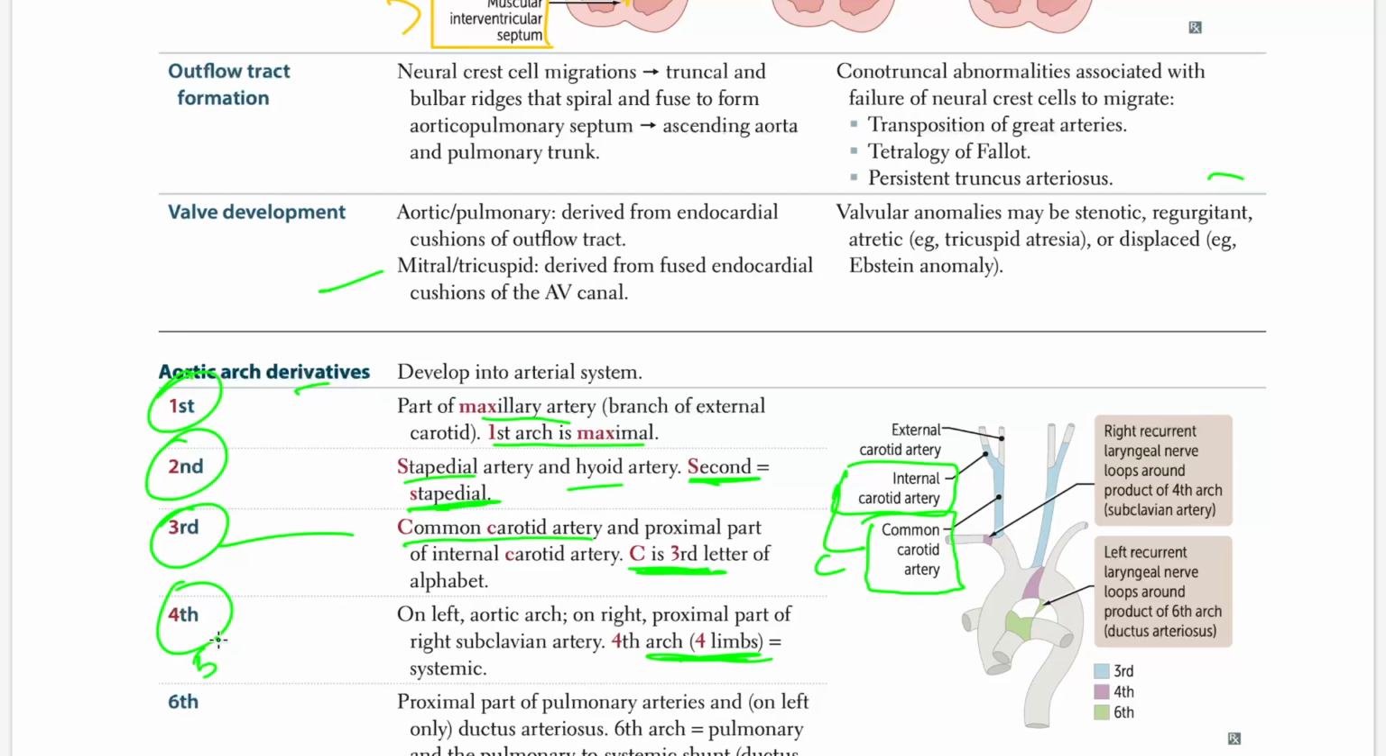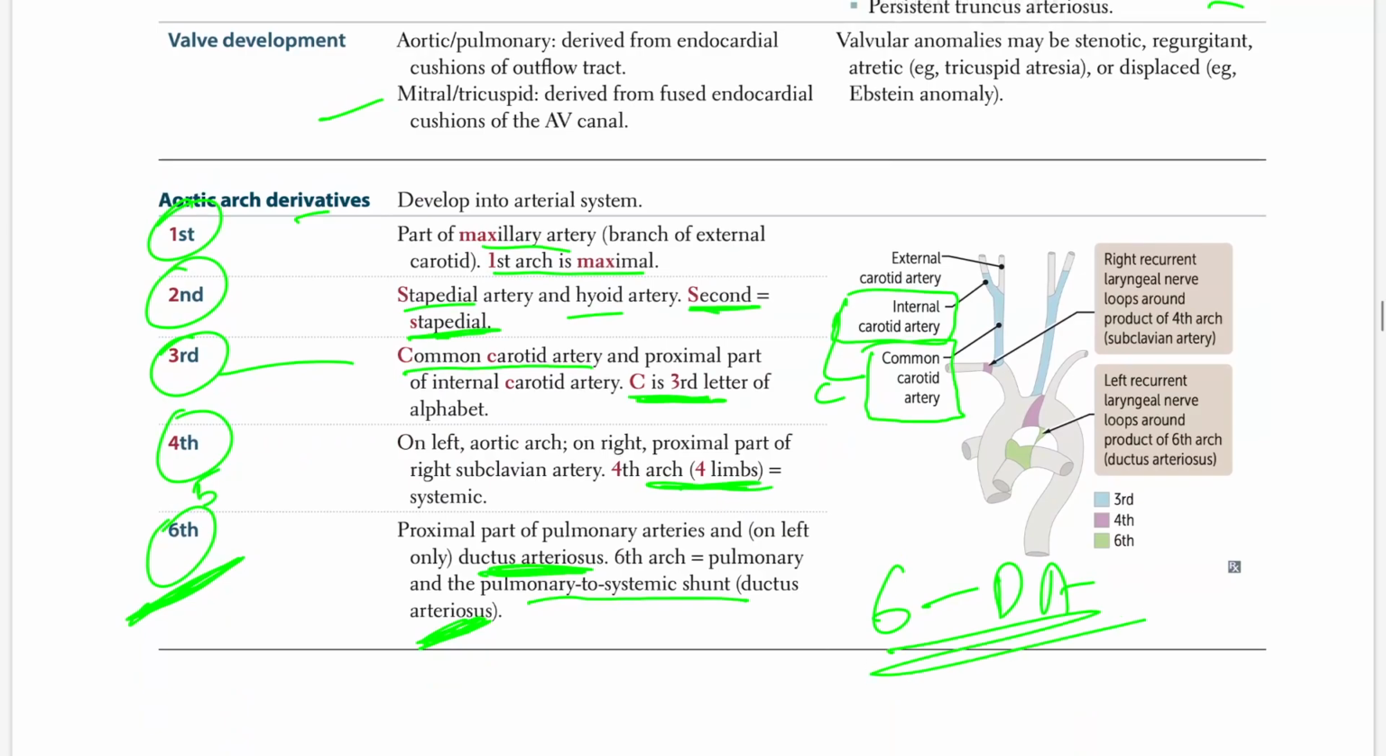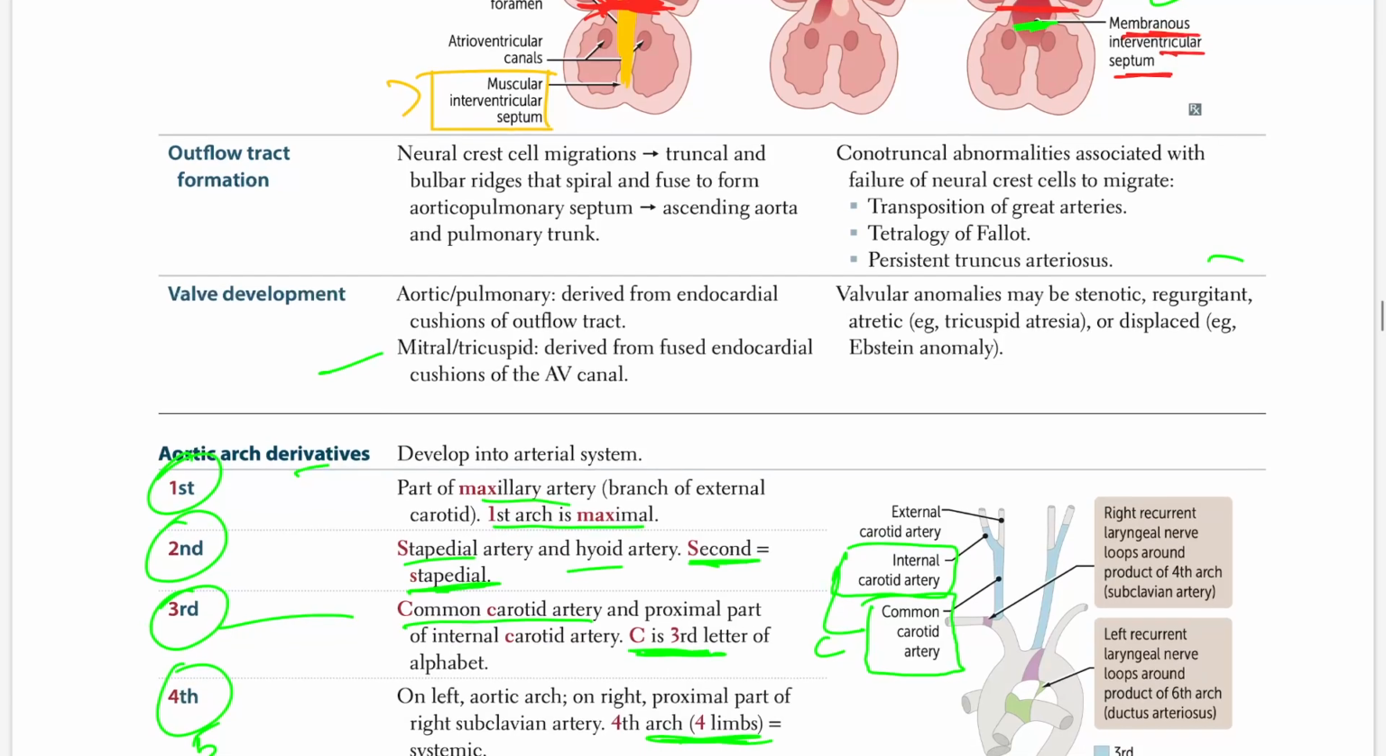Now there is no fifth, so there's sixth. This is high yield. Why? Because it's going to give rise to the proximal portion of the pulmonary arteries and, on the left side, the ductus arteriosus, high yield. So sixth is giving rise to the ductus arteriosus. Sixth arch equals pulmonary, and pulmonary to systemic shunts, ductus arteriosus. Okay, so that's what we have for aortic arch derivatives.